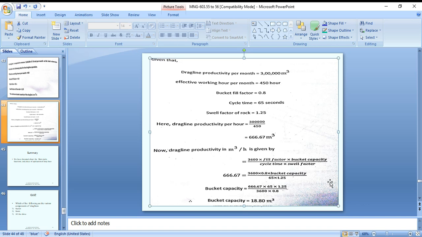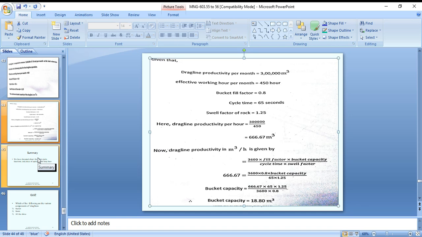So this formula can be used whichever way is required. If you give the bucket capacity, we can calculate the monthly capacity also, and vice versa. This is one of the model examples, a model problem for bucket capacity calculation purposes.